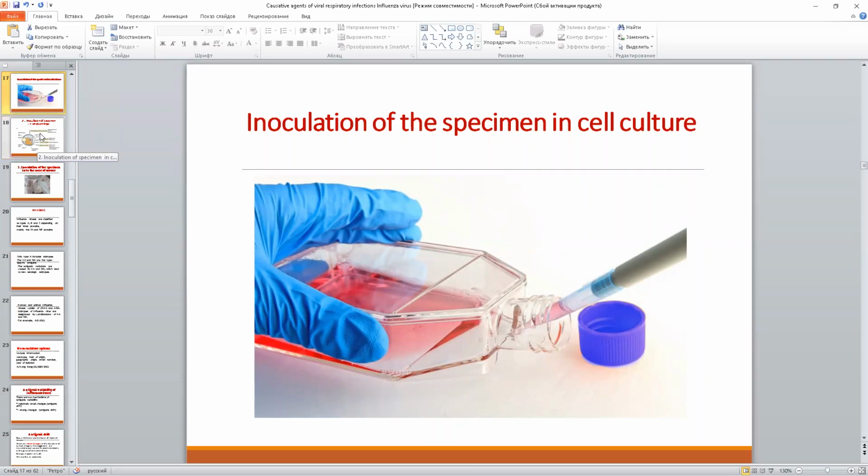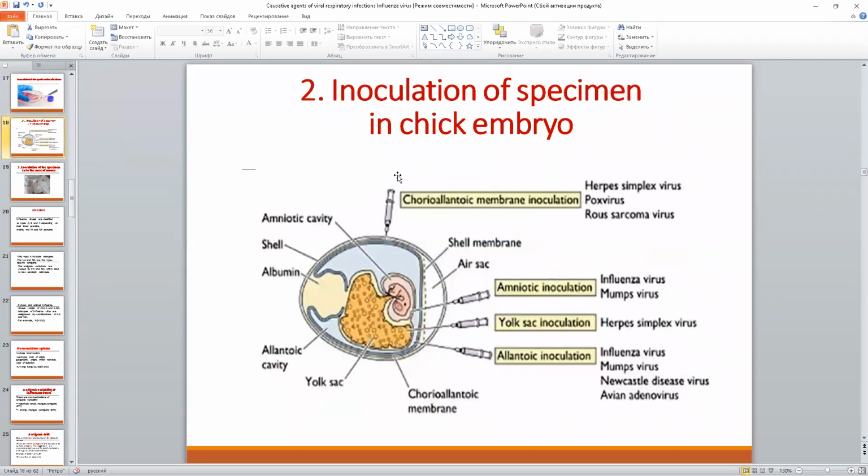for indication of virus. Now, the second method, inoculation of the specimen in chick embryo. There is a scheme, this is the embryo, and different parts of the chick embryo are used for inoculation. This is the air sac. Of course, inoculation is not done into the air. There is amniotic inoculation, yolk sac inoculation. This is the yolk sac, yellow color, and allantoic inoculation, and sometimes chorioamniotic membrane inoculation. For each virus, a particular part of the chick embryo is used.